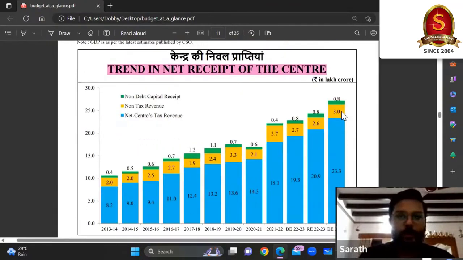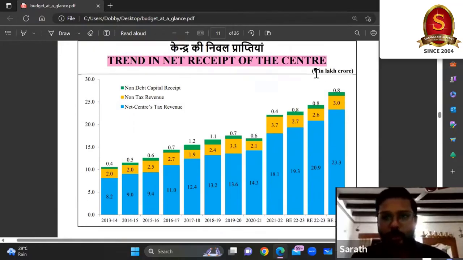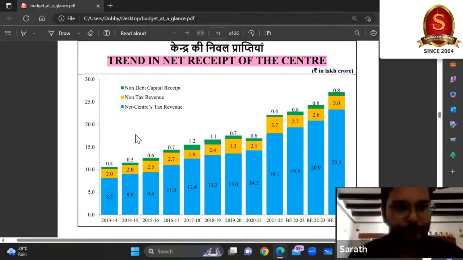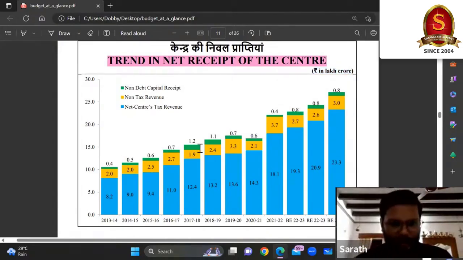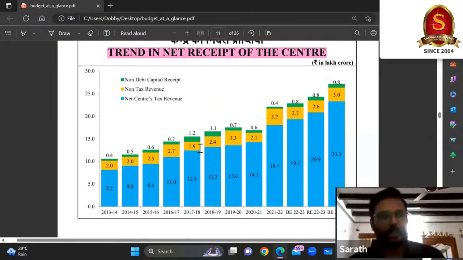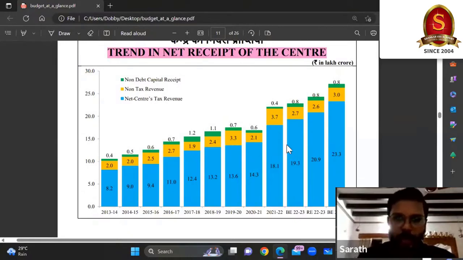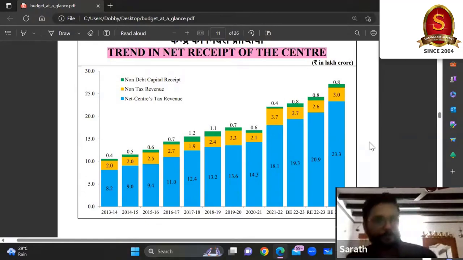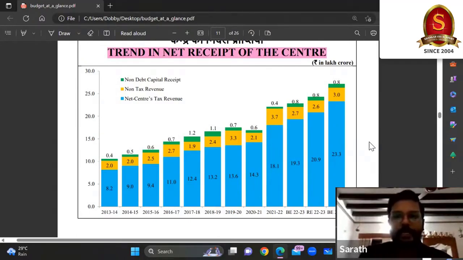Okay. So you can also take a look at absolute numbers here. Rupees in lakh crore. You will notice that, okay, this is just direct tax. They have not split it as direct and indirect. Okay, total tax. So third statement, center's net tax revenue has been consistently increasing. Look at the blue with every passing year. Is there any year where the blue is lesser than the previous year? No. 8.2 lakh, 9 lakh, 9.4 lakh, 11 lakh, 12.4 lakh, 13.2, 13.6, 14.3, 18.9, 19.20, 23. Every year in absolute terms, it has been increasing.